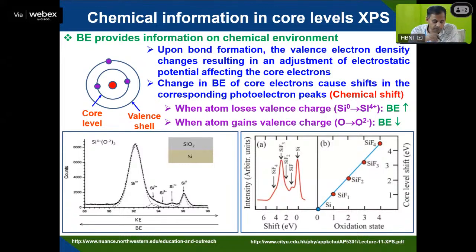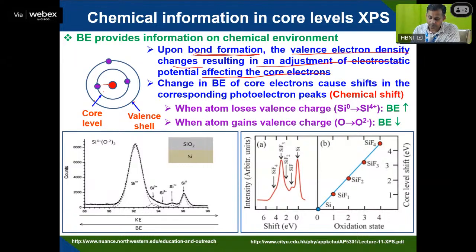Upon bond formation, you see this is the valence band, and the core electron is tightly bound. If you apply some energy and the bond vibrates, the valence band electron density changes. The resulting change in electrostatic potential affects the core electron, as the valence electron density increases in case of bond formation. The change in binding energy of the core electron causes a shift of the corresponding photoelectron. Once the binding energy of the core electron is changed, the kinetic energy changes accordingly, causing a shift in the corresponding photoelectron. That is called chemical shift.